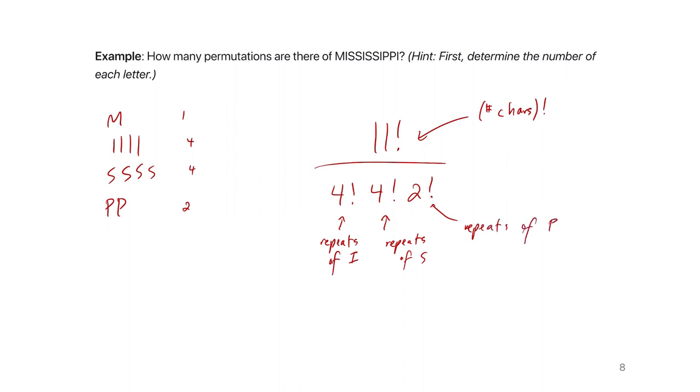So it's 11 factorial divided by 4 factorial, 4 factorial, 2 factorial. Is that clear? Any questions with this?